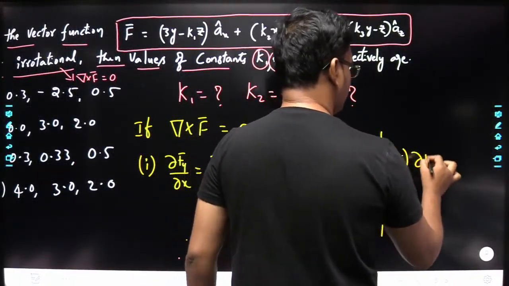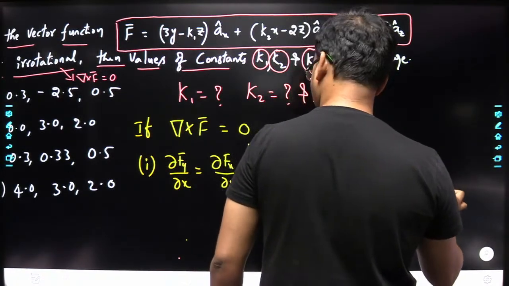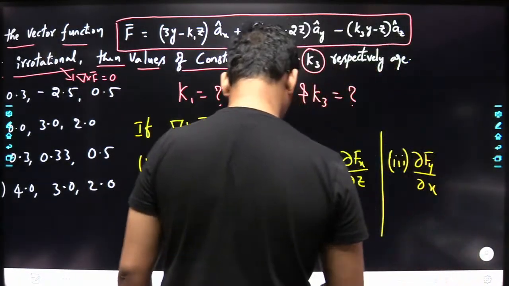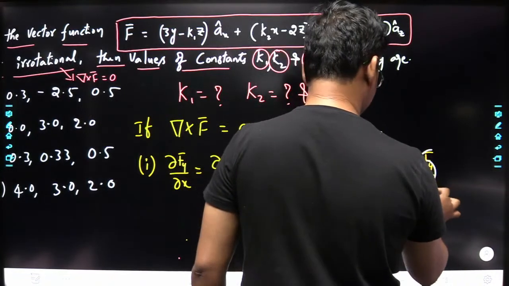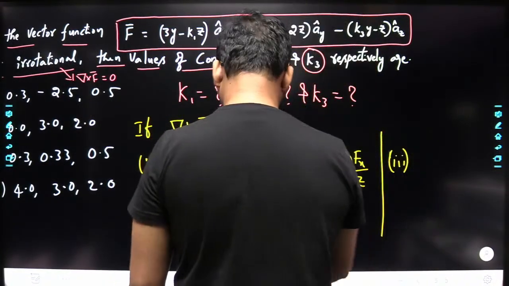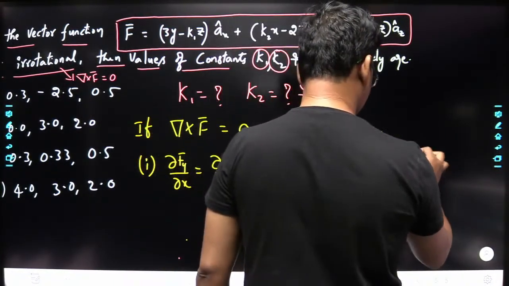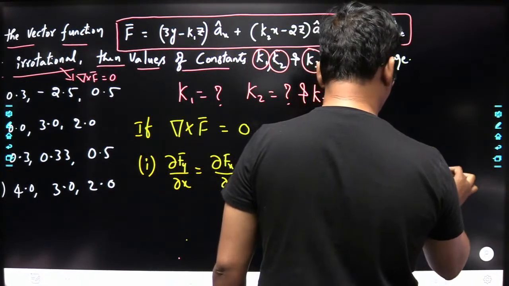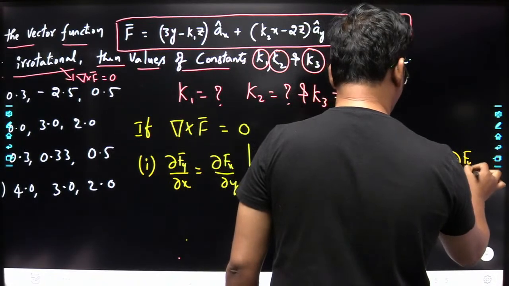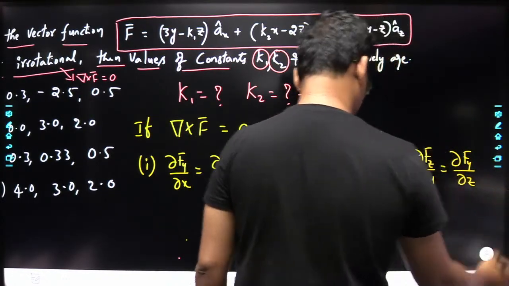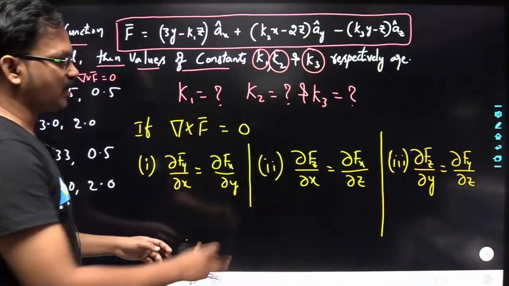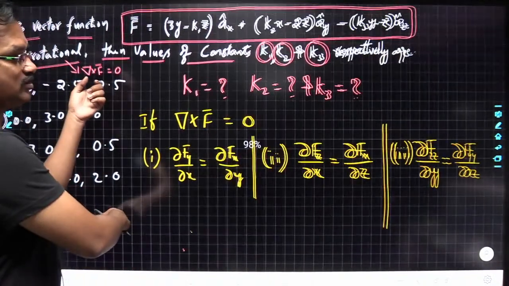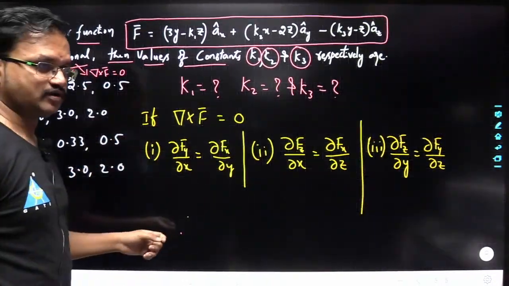And the third condition: the y component with respect to x I have already taken, so you can take what is left out, that is, differentiate the z component with respect to y and the y component with respect to z. All these three conditions must be satisfied here.